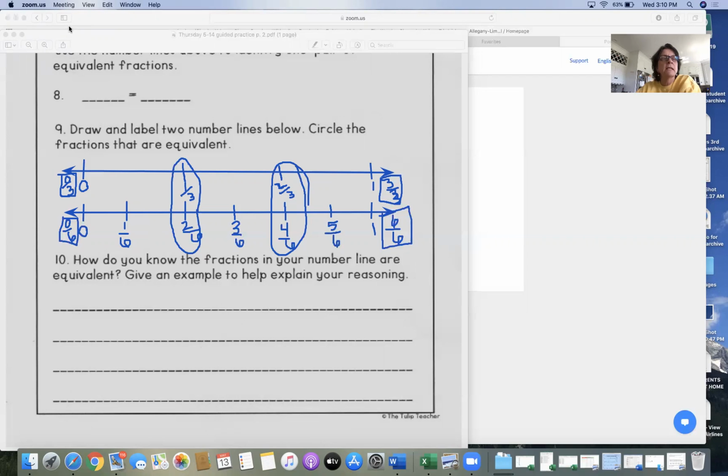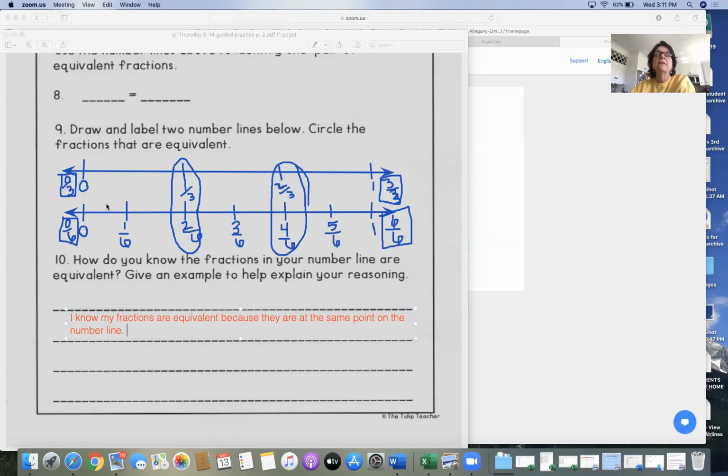All right, the last part says, how do you know the fractions in your number line are equivalent? Give an example to help explain your reasoning. Well, the reason we're finding them to be equivalent is because they're at the same point on the number line. So we can say, I know my fractions are equivalent because they are at the same point on the number line. That's really the main strategy for finding fractions on a number line. You just want to find fractions that are at the same point on the number line. I hope you can see that a little better there.